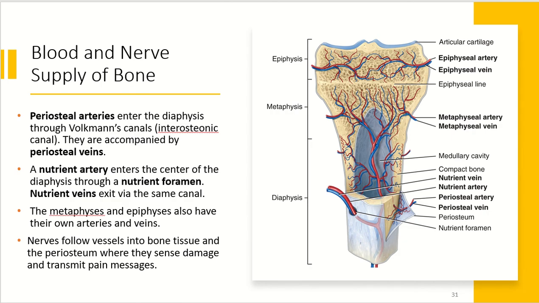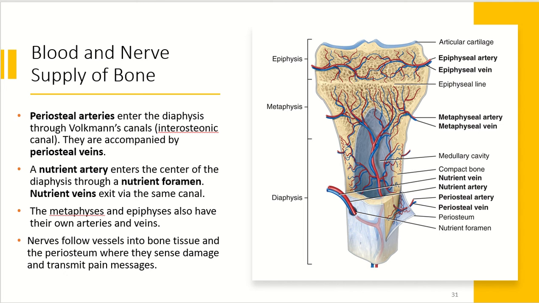Last but not least, we're going to mention briefly the blood supply and nerve supply for bones in general, but we're not going to get into any great detail. So the periosteal arteries are going to enter the diaphysis of a bone through the Volkmann's canals. These are also called interosteonic canals, and they are going to be accompanied by the periosteal veins. So the periosteal arteries are bringing oxygenated blood in, while the periosteal veins are removing deoxygenated blood.